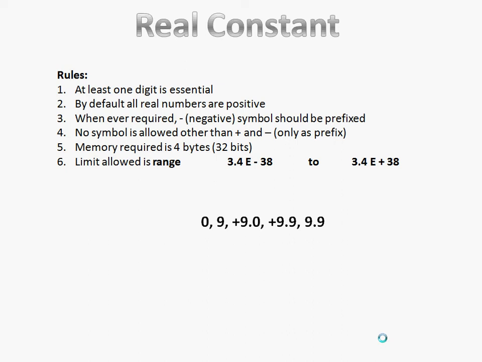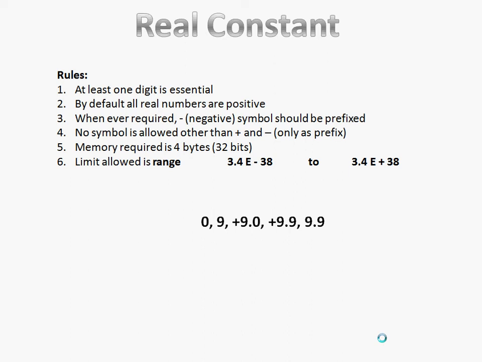Real constant also has few rules. While defining a real constant, at least one digit is essential. And here also, by default, all the real numbers are positive numbers. And whenever required, we need to prefix the number with negative symbol. And no symbol is allowed other than the plus and minus. And the memory required for this is 4 bytes. In integer constant, we have only 2 bytes.